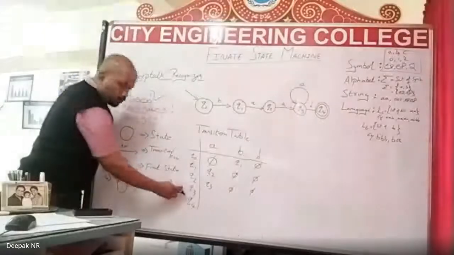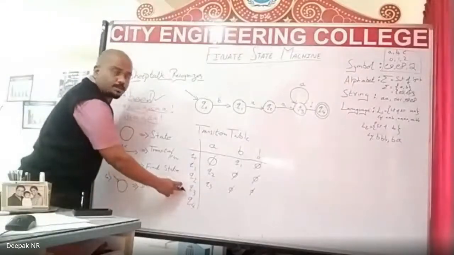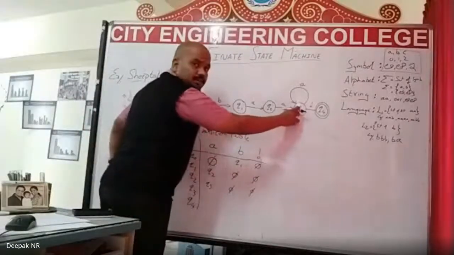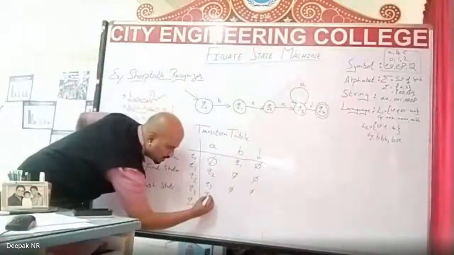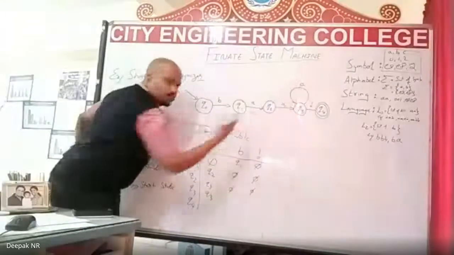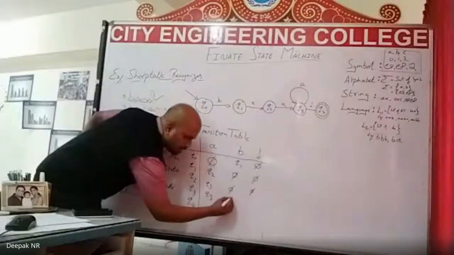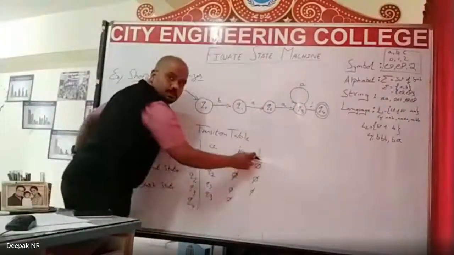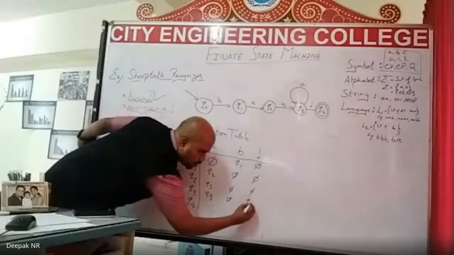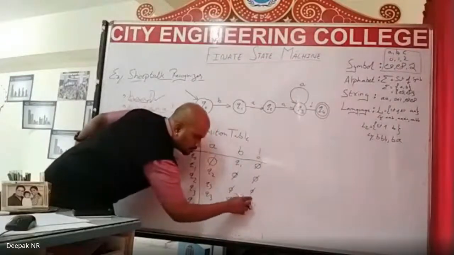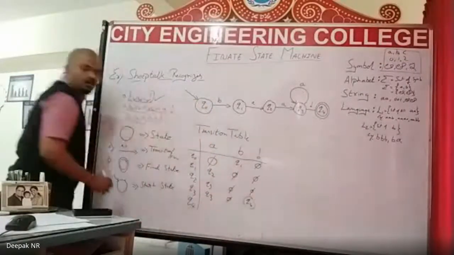I'm in a state called Q3. A comes. Where am I going? Q3 again. I'm writing this as Q3. If B comes, nowhere, I write it as null. And if the exclamatory symbol comes, I'm going to a state called Q4.